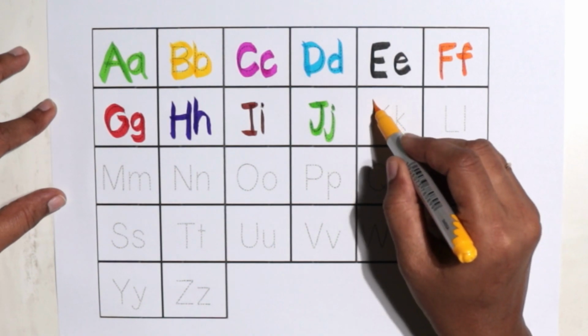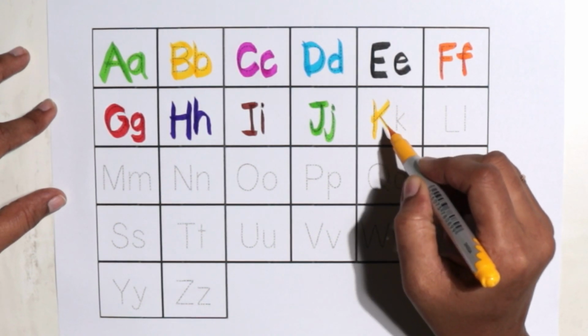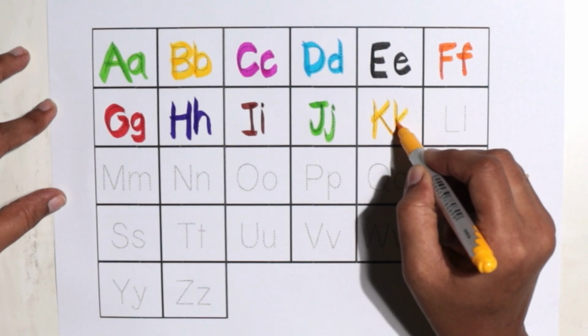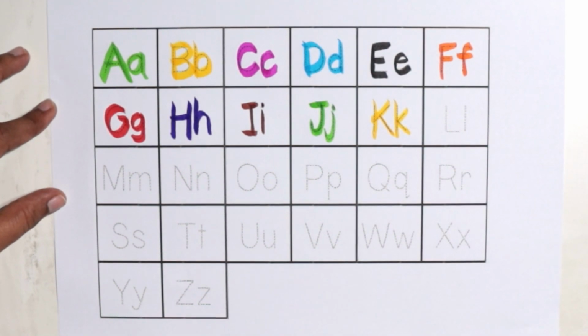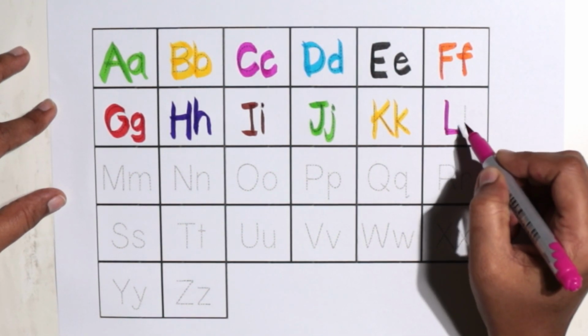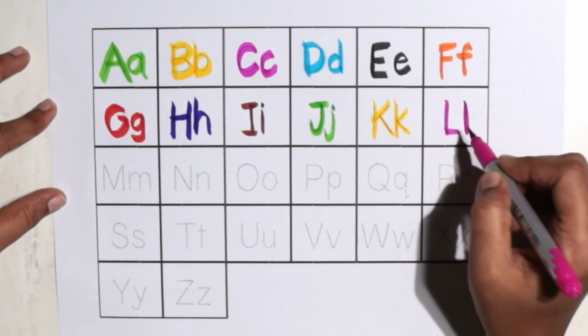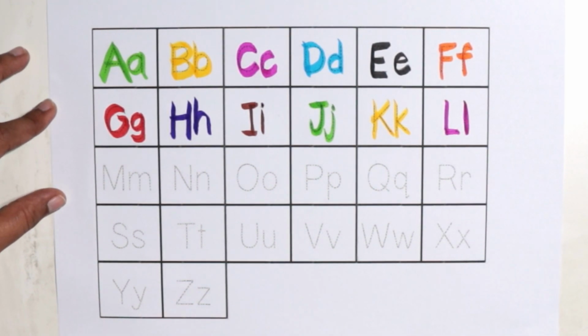Yellow color, K. K for king. Pink color, L. L for lion.